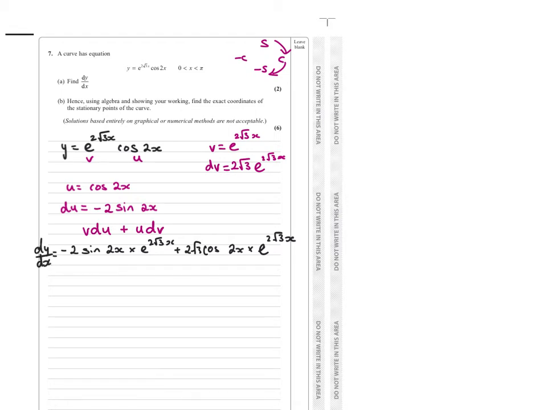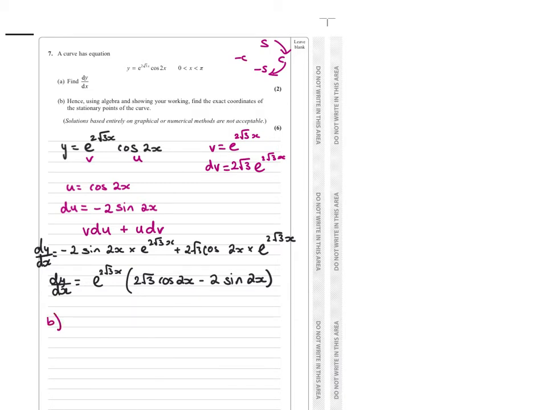I'm going to tidy this up slightly. I'm going to take out a factor of e to the 2 root 3x. And I'm going to get 2 root 3 cos of 2x minus 2 sine of 2x. Perfect. It's also really good to actually make sure that you do tidy it up, you simplify it. Then it says, part B, hence, using algebra and showing your working, find the exact coordinates of the stationary points on the curve.